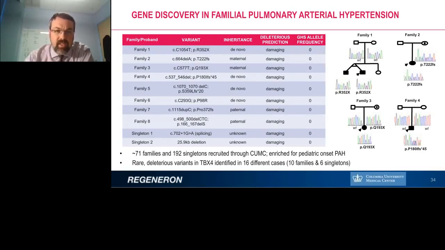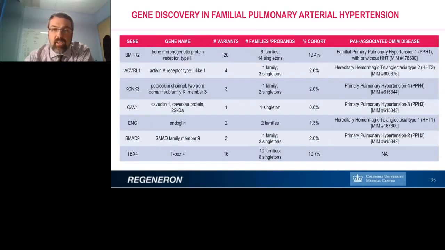I show here the families by family ID with the variants and the inheritance pattern. You see, very importantly, the GHS allele frequency is the frequency that we've seen in our database with Geisinger. So these are variants that are not common at all in large numbers of individuals, and because they're segregating in this way, we think they're really causative of PAH.